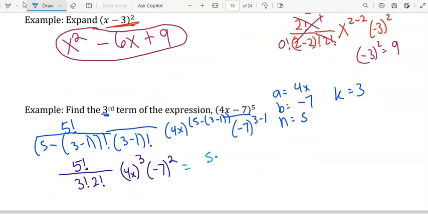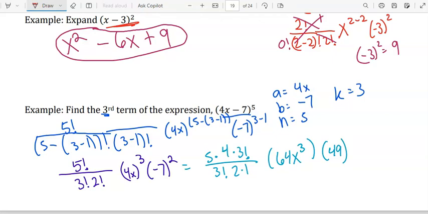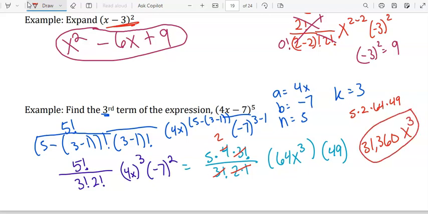Alright, so 5 factorial is the same thing as 5 times 4 times 3 factorial. We have 64x to the 3rd power, and then times 49. Okay, we could cancel out some stuff. The 3 factorials cancel. The 4 turns into a 2 because 4 divided by 2 is just 2. And then let's multiply those numbers together. 5 times 2 times 64 times 49. So we have 31,360 x cubed. And that is the third term of that expression.